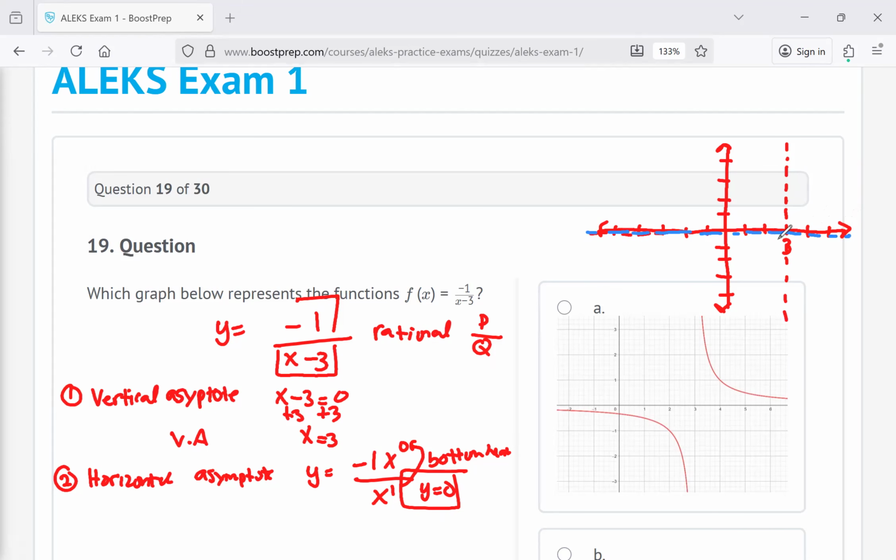Oops. Hold on. My writing tablet's a bit off. There we go. Okay. So what I'm going to do is test the x value 4. I can't use 3 because that's my vertical asymptote. So I'm going to plug 4 into this function. So basically where we see an x, plug in 4.